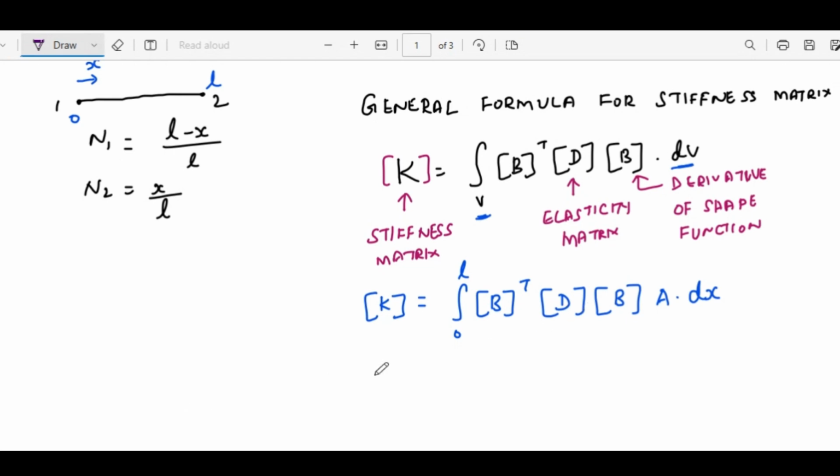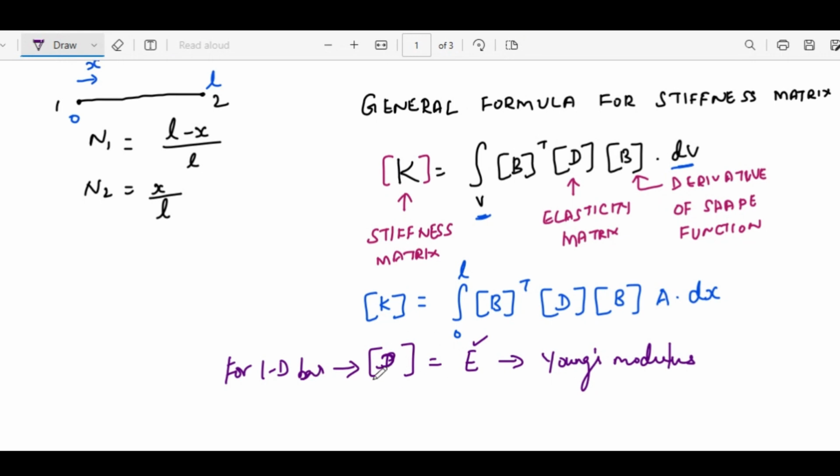So for a one-dimensional bar member, the elasticity matrix is equal to the Young's modulus E. There is no need for me to calculate D. D is nothing but the Young's modulus E here for a one-dimensional problem. This is applicable only for a one-dimensional bar, not for a beam or any other element. For a one-dimensional bar, my elasticity matrix D is equal to the Young's modulus of the material E.